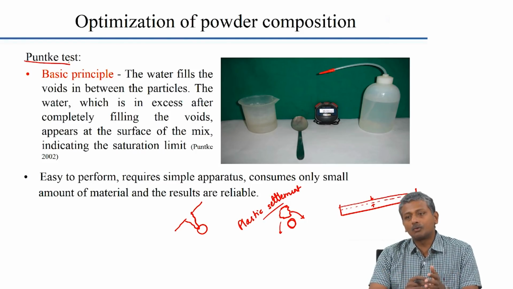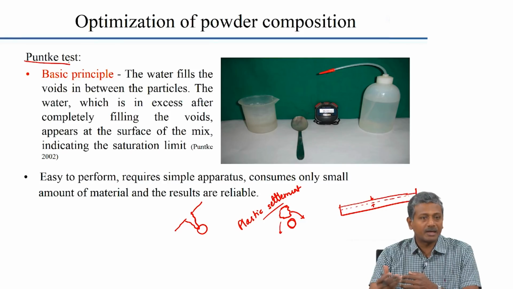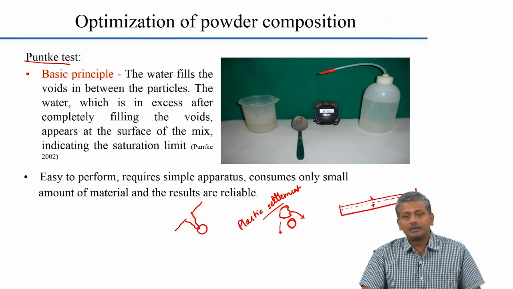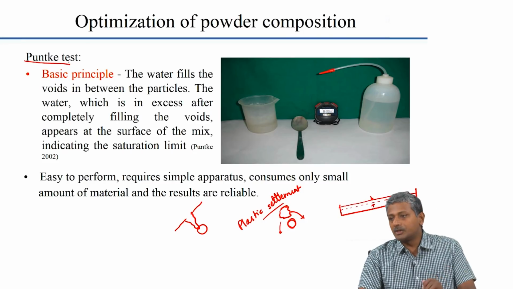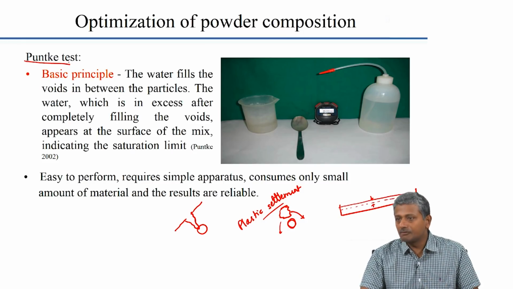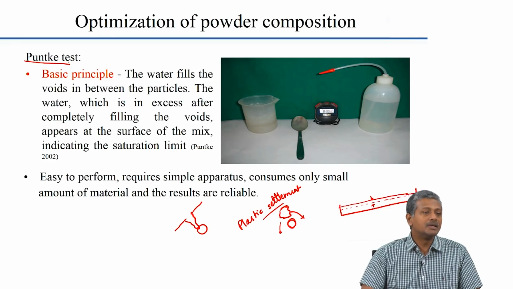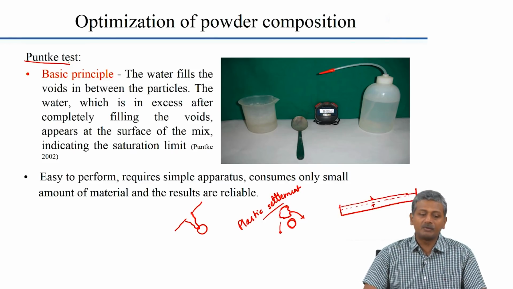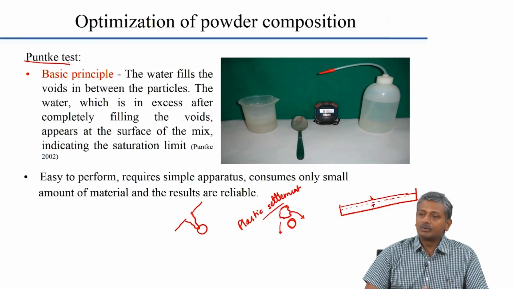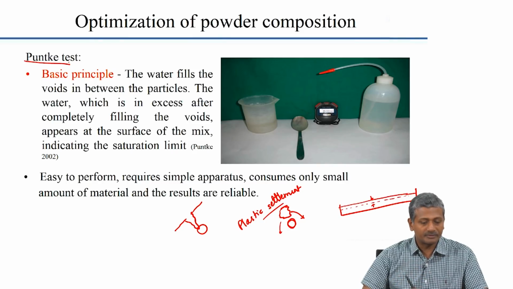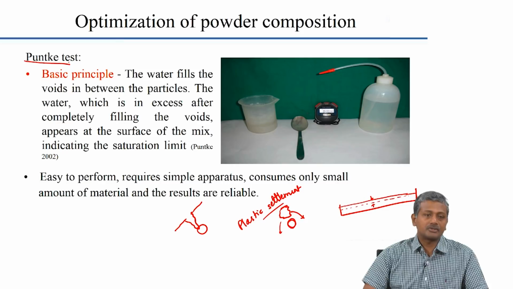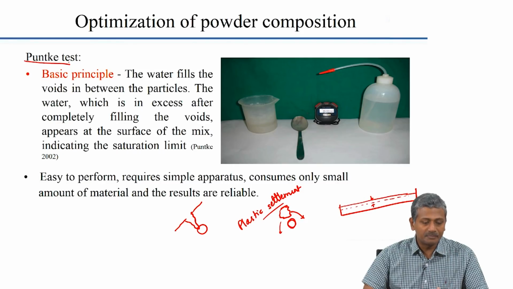Of course, instead of water you can use a different fluid also which is not reactive, like kerosene for instance. I will show you the results which will make it clear that irrespective of the fluid that you choose, it seems to give you the correct sort of a picture in terms of the best combination. So, here the basic principle is water fills the voids in between the particles. The water which remains in excess after filling the voids comes up to the surface, okay, indicating that your mix has reached saturation level. So, that is a very simple test to do.